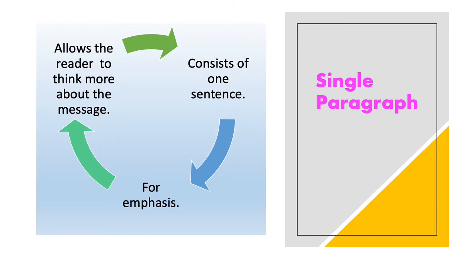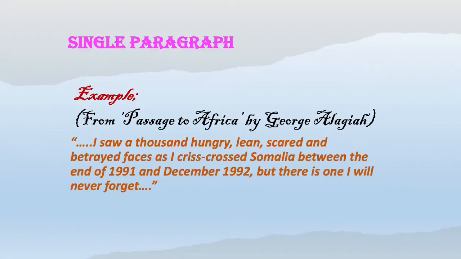Single paragraph means one sentenced paragraph. Authors use single paragraphs in order to allow the reader to think more about the message conveyed. Most probably, this is used for emphasis, to give some food for thought. One example for a single paragraph is the opening paragraph in Passage to Africa by George Alagiah.